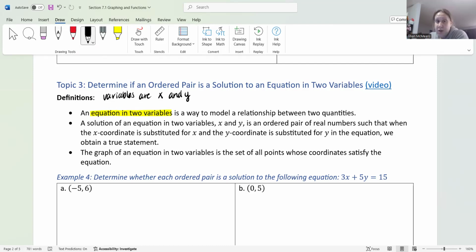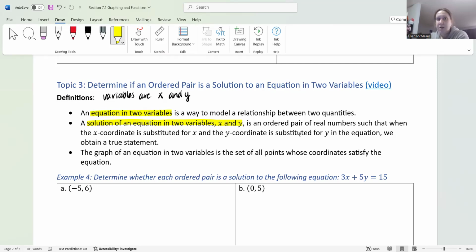Now, a solution of an equation in two variables, x and y, is an ordered pair of real numbers such that when the x coordinate is substituted in for x and the y coordinate is substituted in for y, we get a true statement, okay? So the solution of an equation in two variables, I'm going to go ahead and highlight the x and y. Again, it's an ordered pair that ultimately satisfies the equation. That means when you take the x and the y coordinates and plug them in for x and y respectively, you would get a true statement, okay?